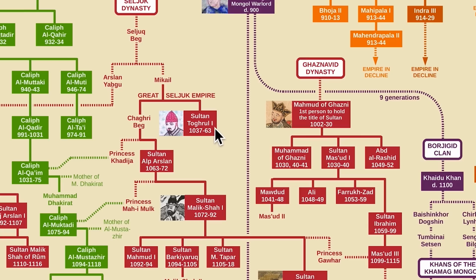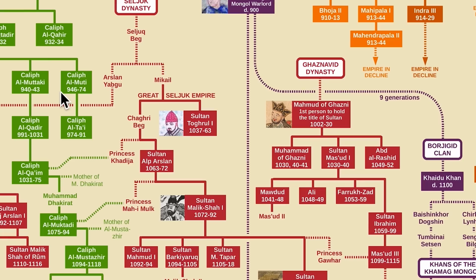So let's start with Tughril, the first Seljuk Sultan. Although he was the founder of the Seljuk Empire, the dynasty itself takes its name from his grandfather. What Tughril did was basically unite a bunch of Turkic tribes and then lead them to conquer Persia as well as the Abbasid capital of Baghdad.